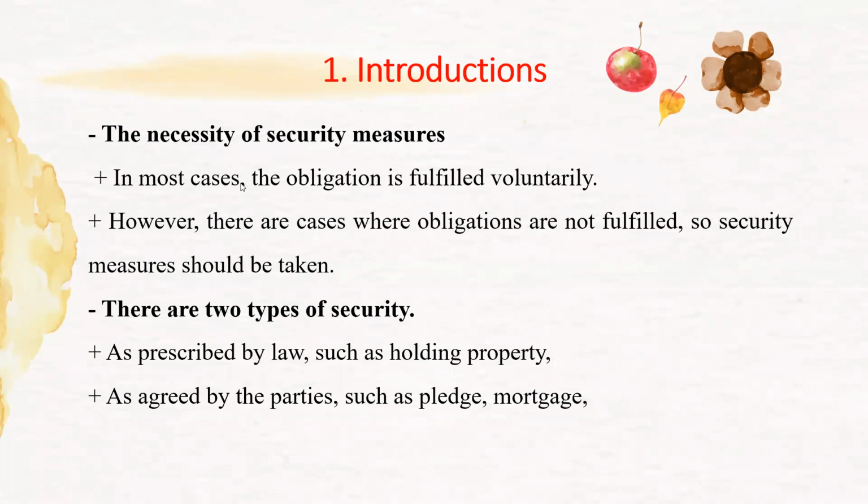In most cases, the obligation is fulfilled voluntarily. However, there are cases where obligations are not fulfilled, so security measures should be taken. There are two types of security, such as holding property and such as pledge and mortgage.